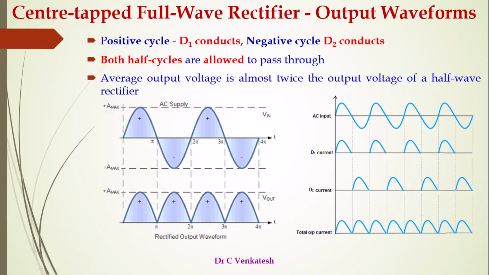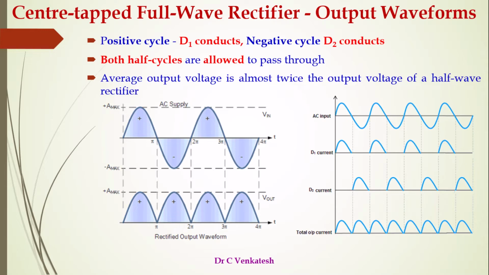The figure shows the waveforms of the center tap type full wave rectifier. During the positive half cycle, diode D1 conducts, and during the negative half cycle, diode D2 conducts. As a result, both half cycles are allowed to pass through. Average output is almost twice the output of a half wave rectifier.